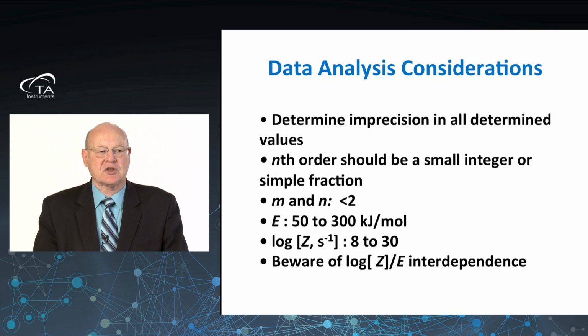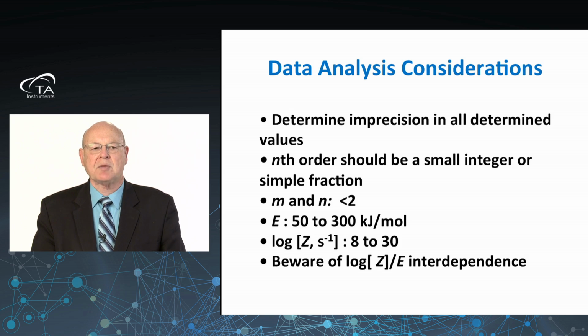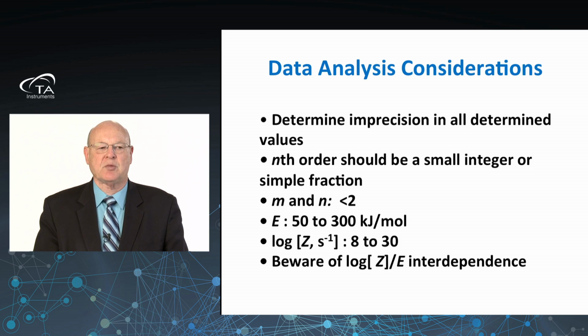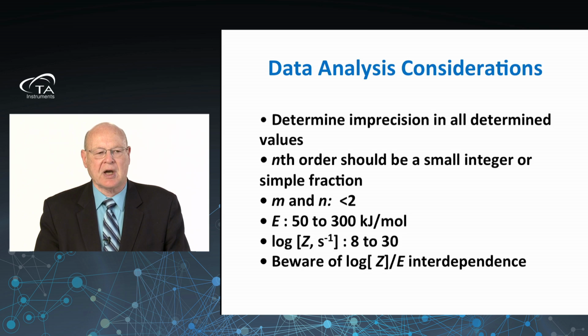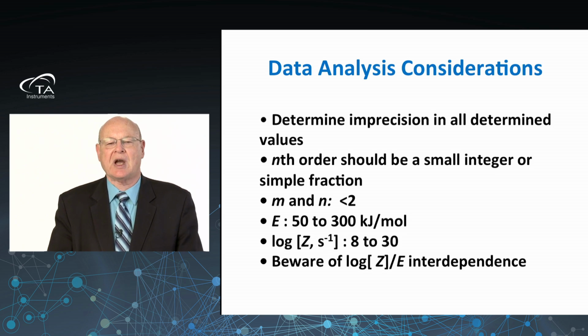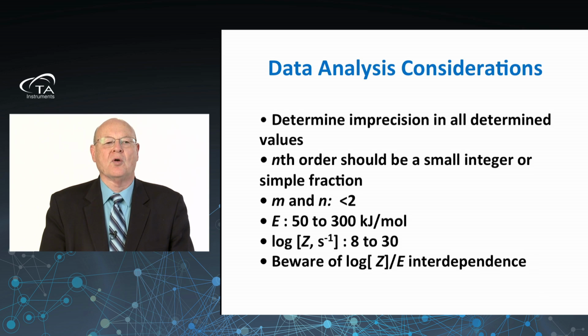Secondly, our estimation of the nth order reaction is constrained by the fact that this should be a small integer or a simple fraction. Thirdly, the values for the reaction orders m and n should be less than 2. If someone comes to you and says, I've determined a reaction order of 5, you know right away that the data is imprecise.